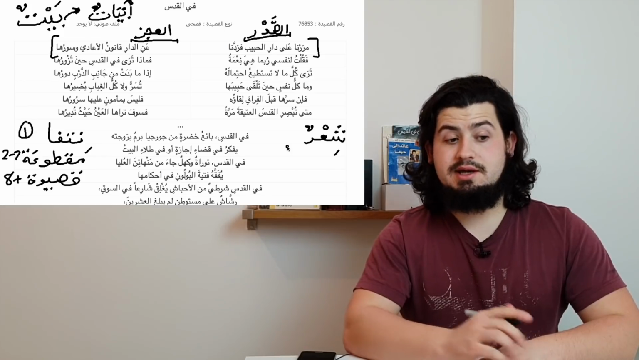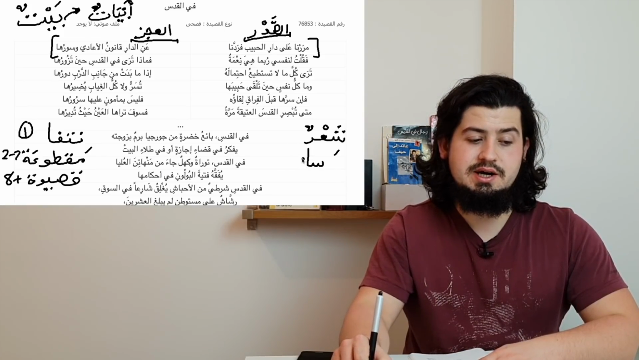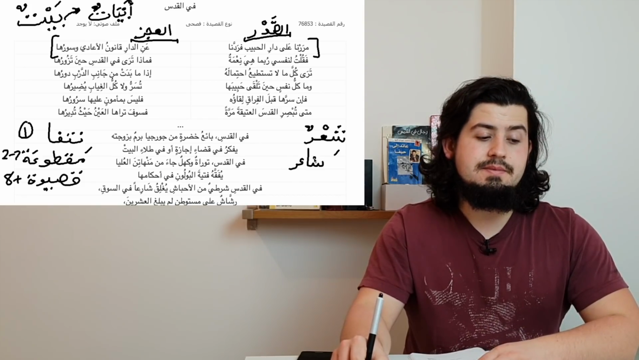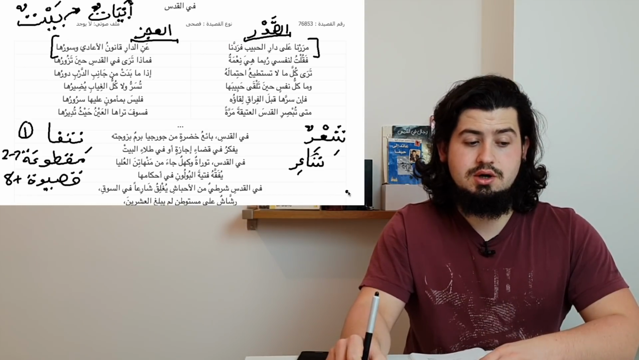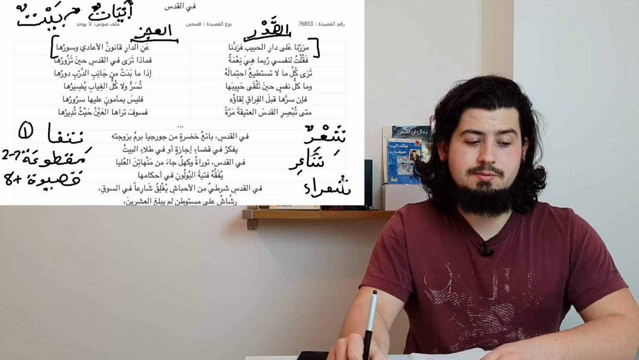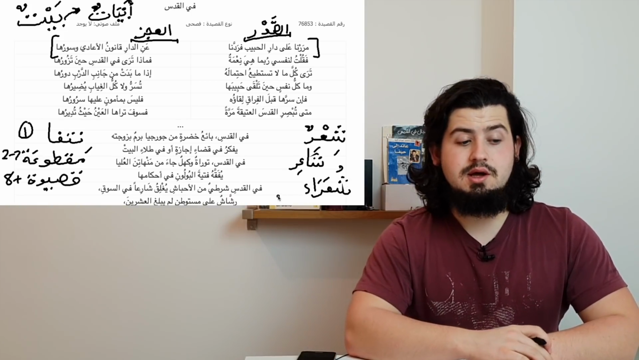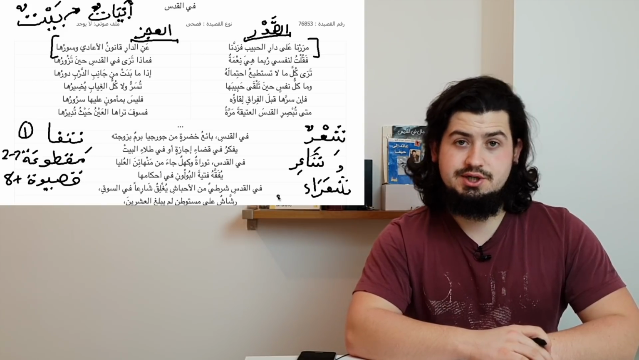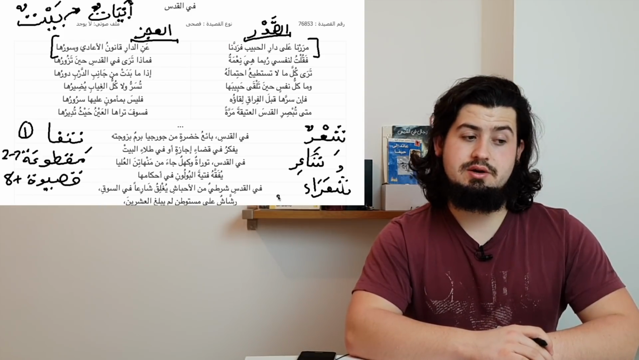So a poet is a sha'ir. A poet, or a male poet, is a sha'ir. A female poet is a sha'ira. The plural of sha'ir for the masculine is shu'ara. So the poets are the shu'ara, or the female poets are the sha'irat. So sha'ir and sha'ira, and then the plurals are shu'ara and sha'irat.